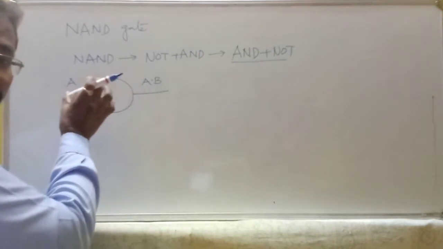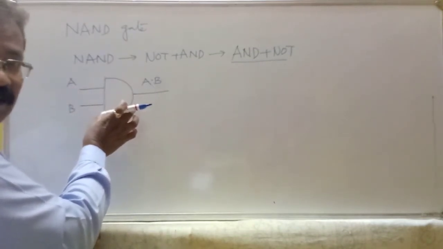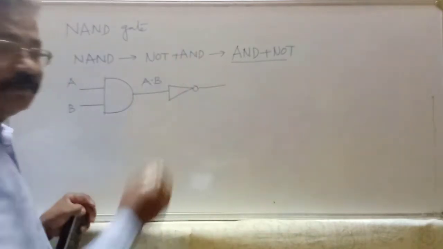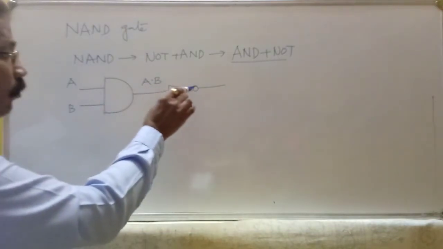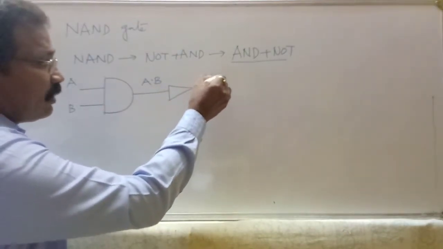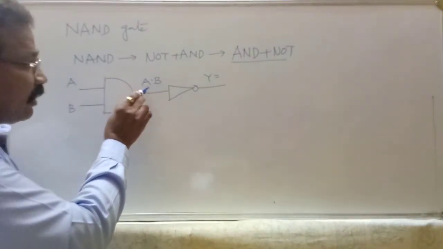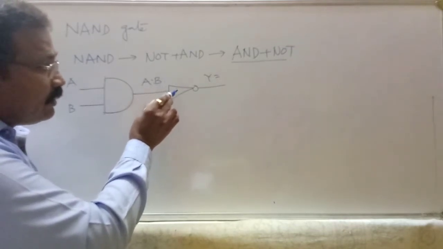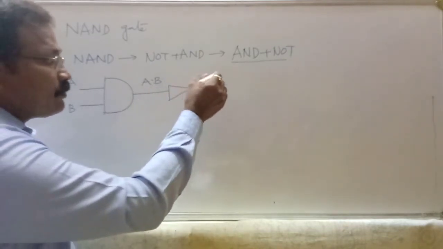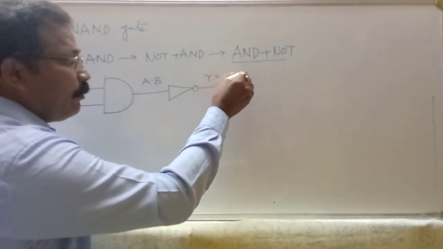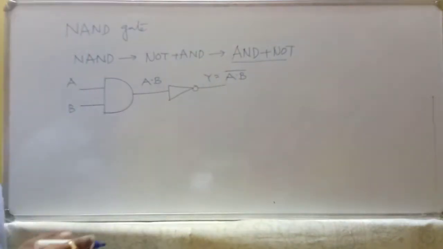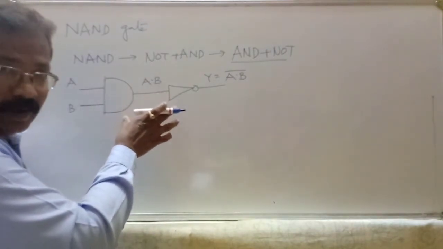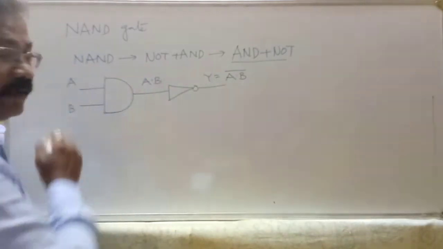Now, here we are joining the NOT gate with this AND gate. This is the NOT gate. What happens in the output? The input given is A into B, A and B. And whenever we apply this to the NOT gate, the output becomes AB complement, AB bar.